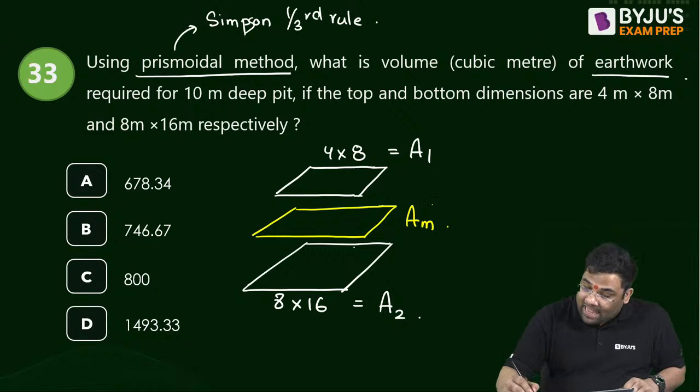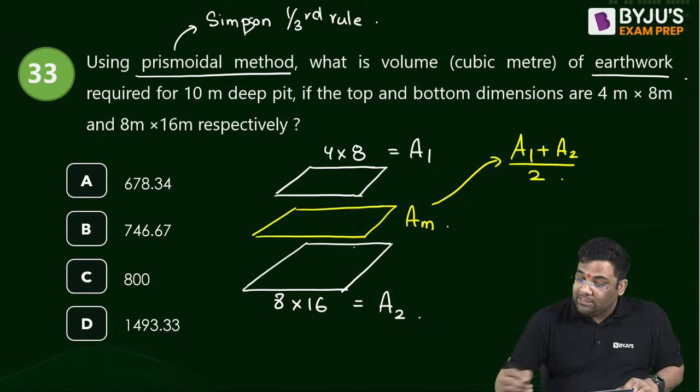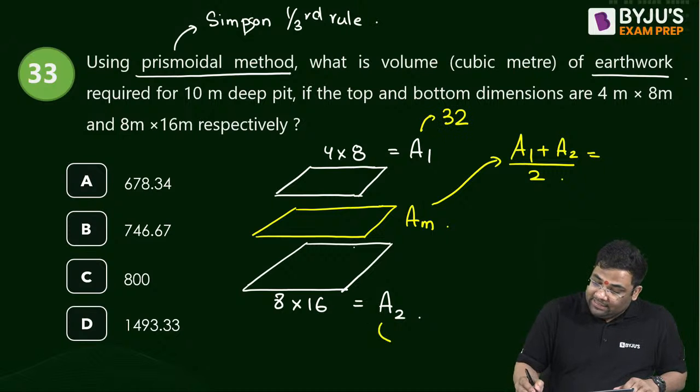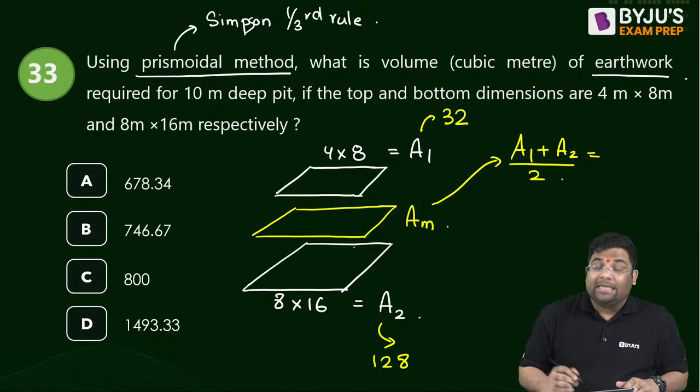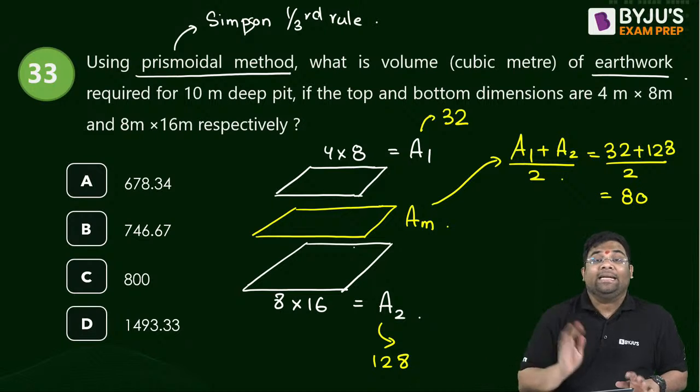Now this average or mean area will be the first area plus the second area divided by 2. This area is 32, and this area, 16 into 8, is 128. So the average area will be 32 plus 128 divided by 2, which is 80.